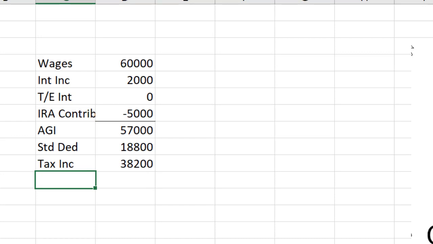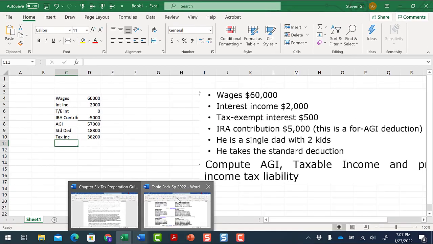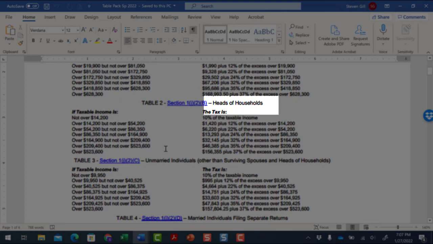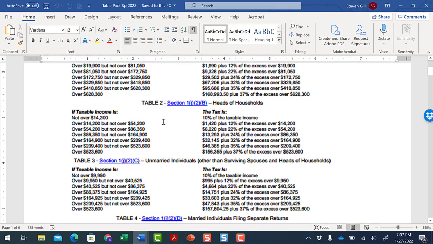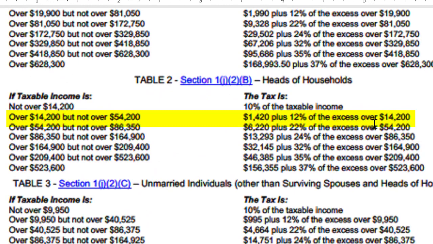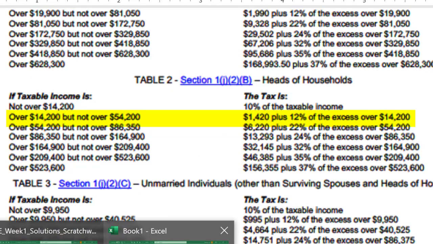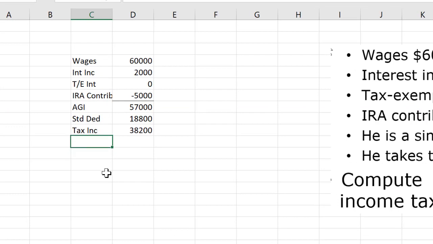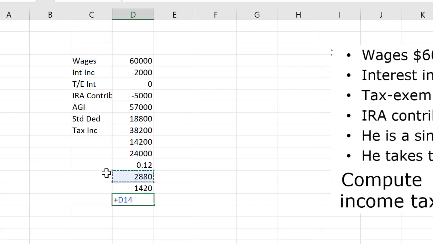We've established that he's head of household, so we would need to pop over to the head of household rates. Here it is. So it looks like he's down here, right? So it's going to be 1,420 plus 12% over 14.2. So let's take the excess over 14.2, which is that, times 12%. And then add to that the 1,420. And there's the total tax. Let's call that income tax, just so we know.